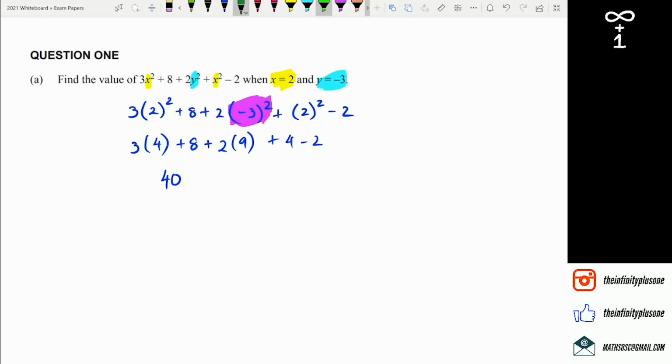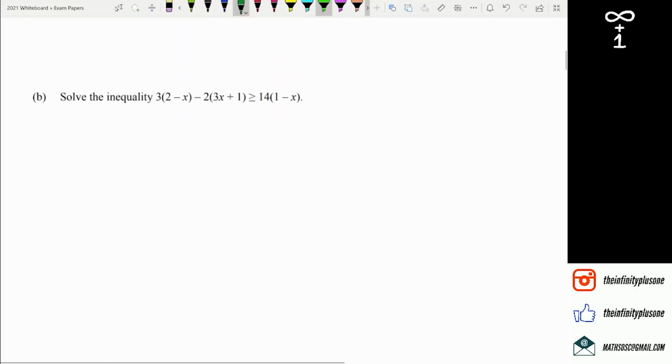And of course, the grade you're going to get for this particular question is just a straight up Achieved. So if you get 40, you're going to get an Achieved. But if you make a mistake, there's no grade. For this particular question, they say you are not allowed any numerical errors. Cool. Let's go to question B.